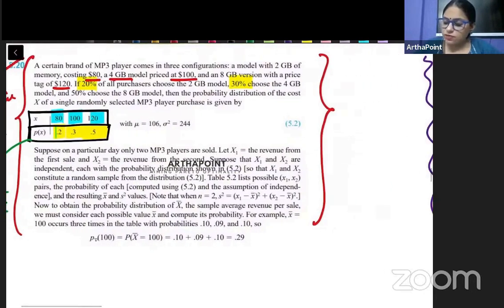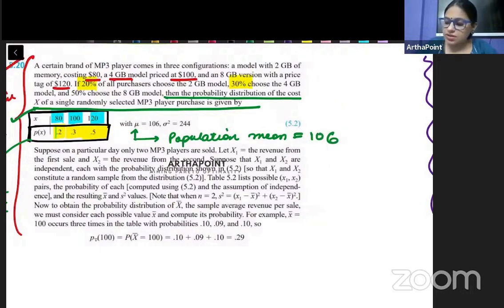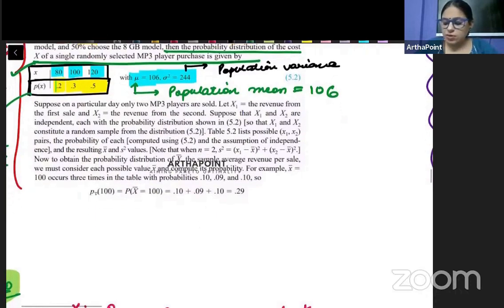So in this case, beta, it says the probability distribution of the cost of a single MP3 player is given by this. तो यहाँ पे बहुत ध्यान से हमें देखना पड़ेगा बेटा. It says mu, which means the population mean. So you are given that the population mean is 106. और थोड़ा सा आगे बढ़ते हैं, it says sigma square is 244. इसका मतलब ये हो गया बेटा that the population variance is given to you as 244. तो आपको population mean and variance दिया हुआ है.